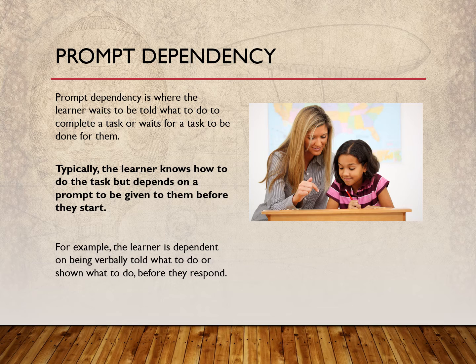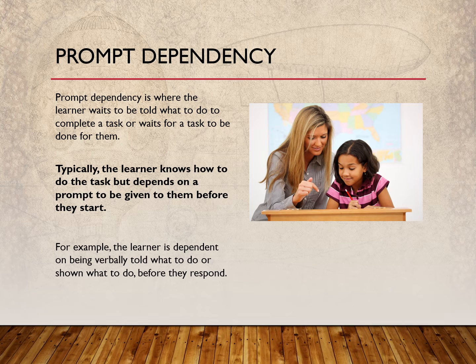Prompt dependency is where a learner waits to be told by the instructor what to do to complete a task, or in some cases they will even wait for the task to be done for them. This is a learned behavior from having prompts in the past. Typically, the learner knows how to do the task, but they depend on the prompt to be given to them before they will start the behavior or the task.